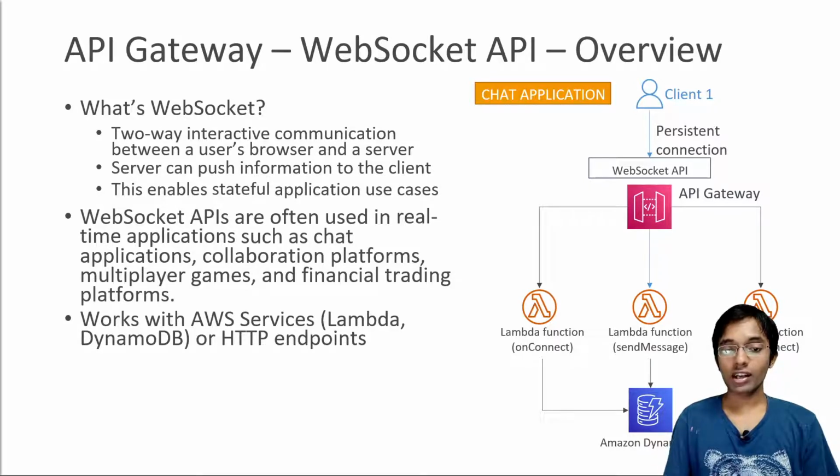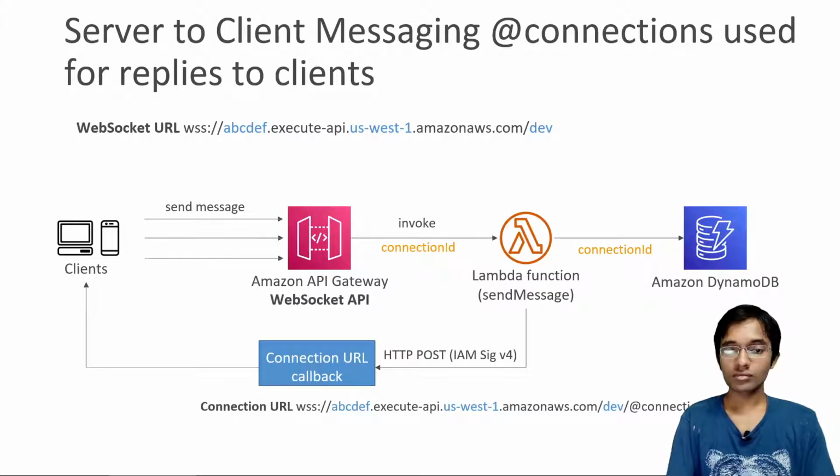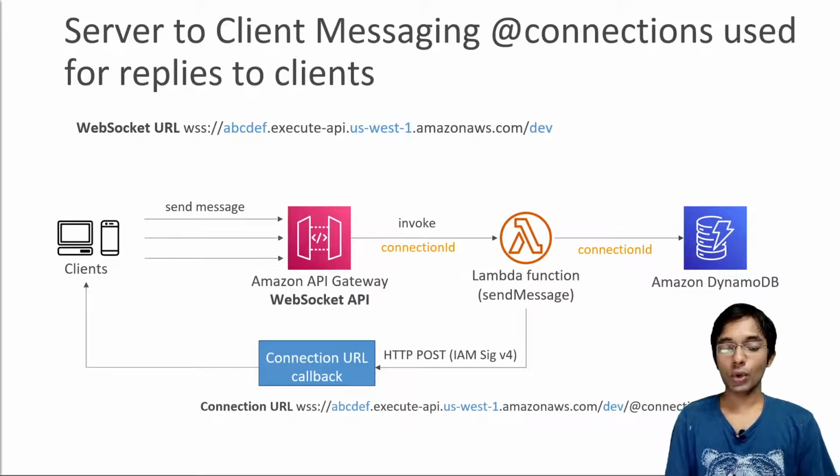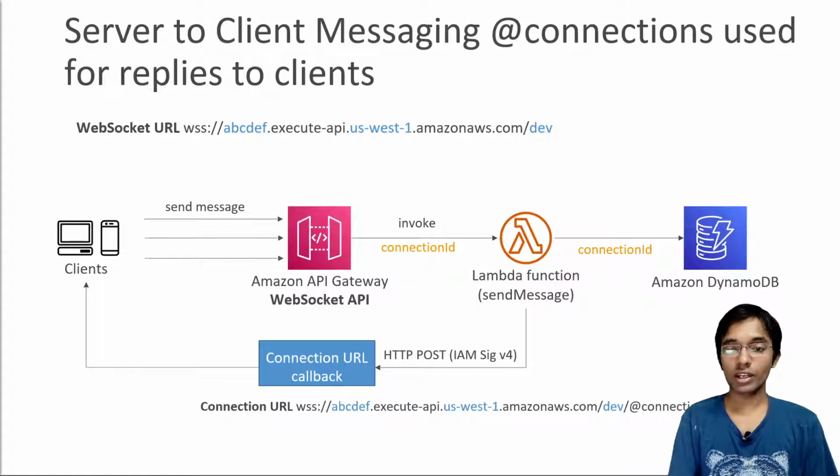So when do you channel back replies to the client? What would happen in such a case? We'll use something called @connections. Here is your WebSocket URL, and through this you are going to get a connection ID, which you are going to persist in the DynamoDB table. Then for each connection you are going to get a connection URL callback, which leverages the @connections handle, so /@connections/connectionId.